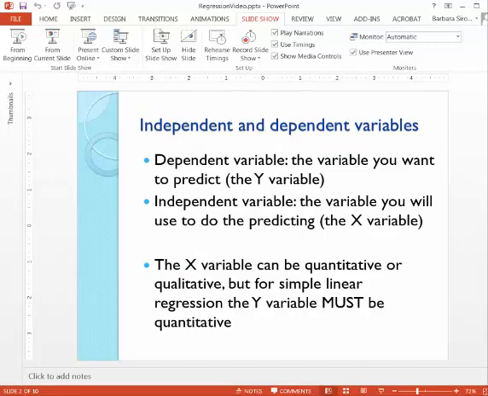Now, I need to give you some definitions of independent and dependent variables. The dependent variable is the variable that you want to predict, and we call that the y variable. The independent variable is the variable that you're going to be using to do the predicting, the x variable. Keep in mind that the x variable can be either quantitative or qualitative, but for this particular procedure, the y has to be quantitative. There are some other techniques we'll talk about later where the y would be qualitative.